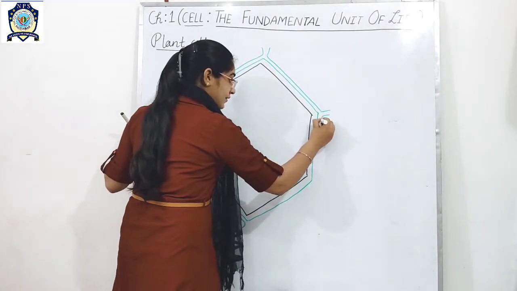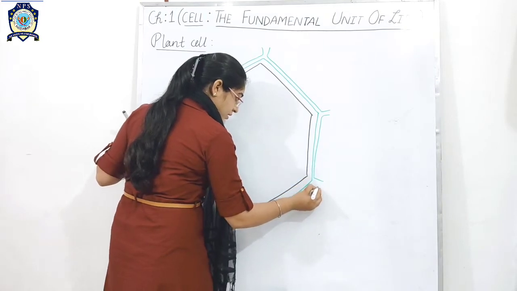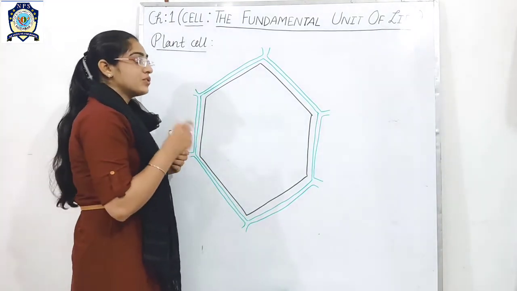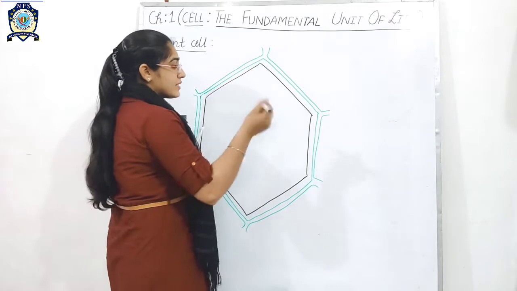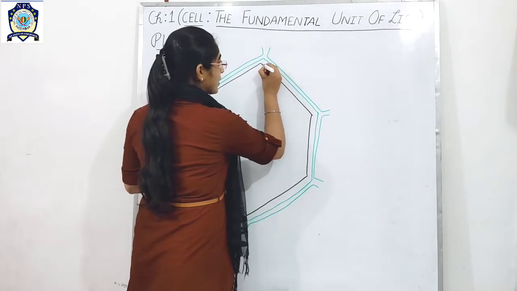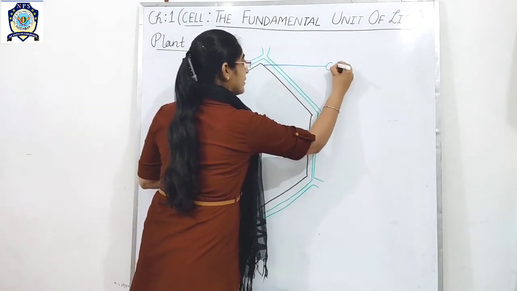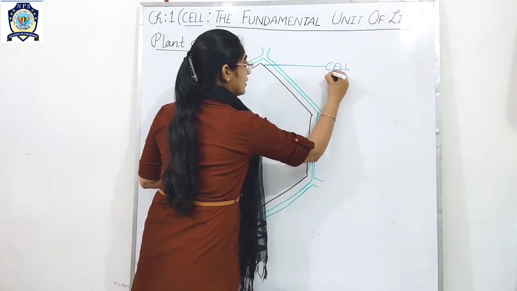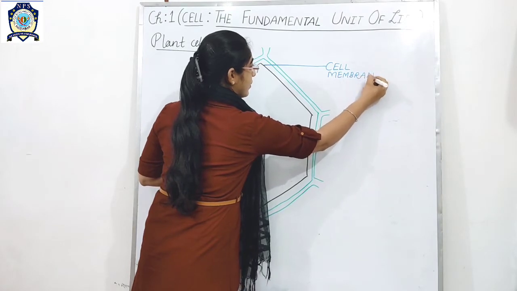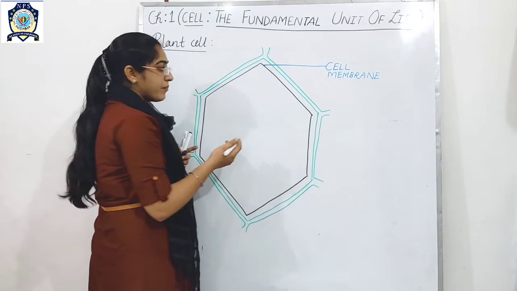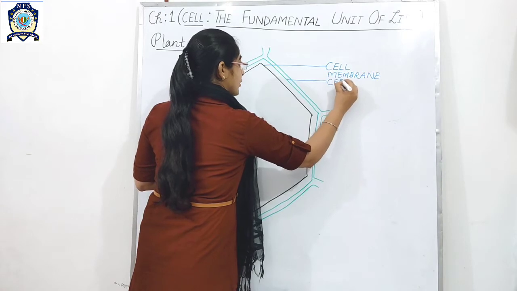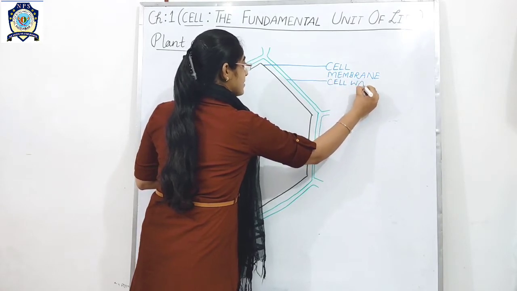So in this way, dear student, now if we start labeling it, this is the cell membrane, and outer to the cell membrane, this is called the cell wall. So here you can label it as cell wall.